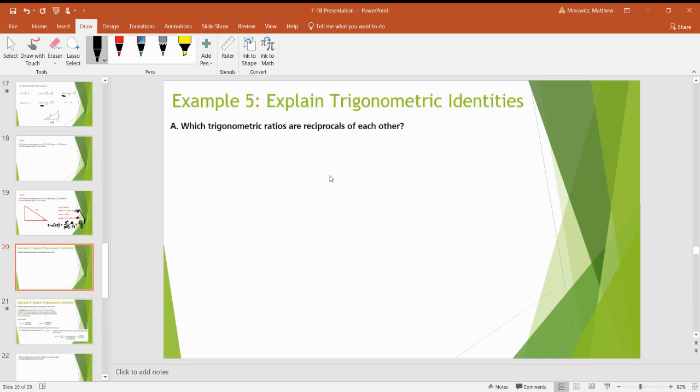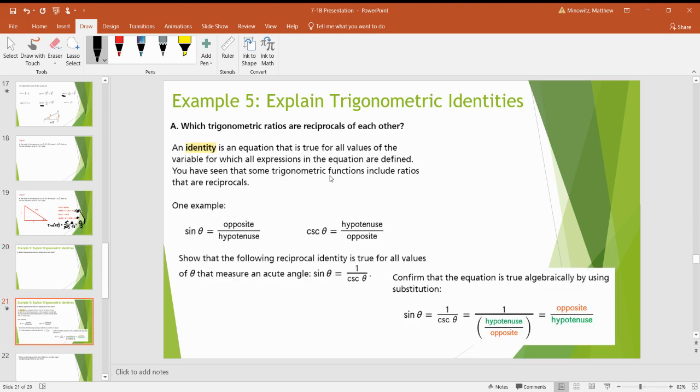Now let's explore some identities. So ones that are reciprocal of each other, we already talked about those. Sine and cosecant are reciprocals of each other. Cosine and secant, tangent and cotangent. So if you know one ratio, you know another ratio. You really know 2 at a time. So sine, we could take and flip the fraction and we get cosecant.